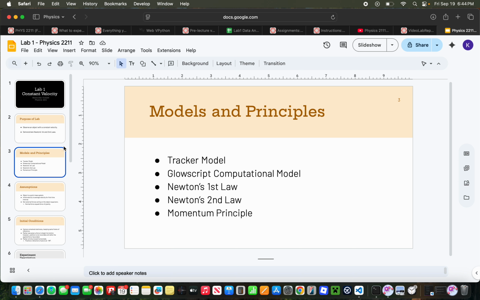And then we'll use the principles of Newton's first law, where an object will stay at rest and an object will stay in motion unless acted on by a net external force. And then Newton's second law is used to show that a net force will result in an acceleration. And then the momentum principle is used to update our velocity when we have a force applied over a time period.